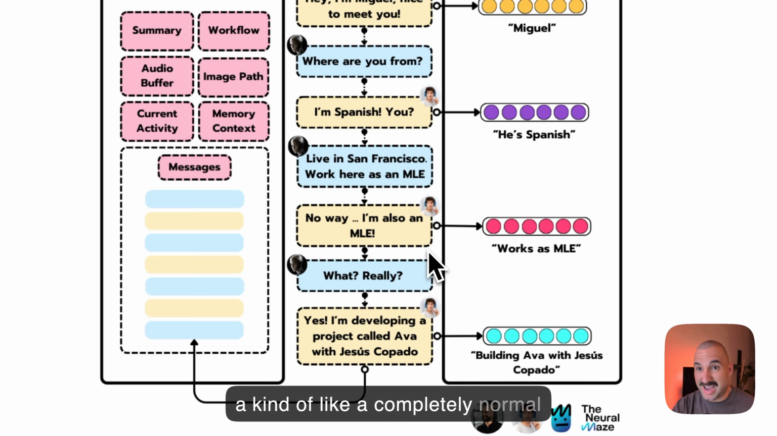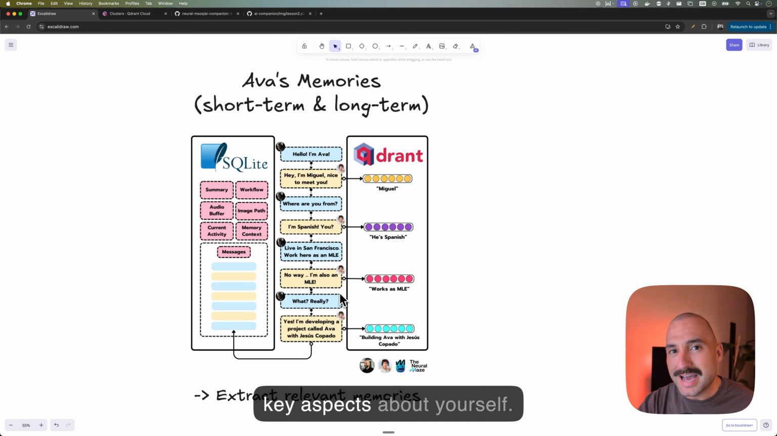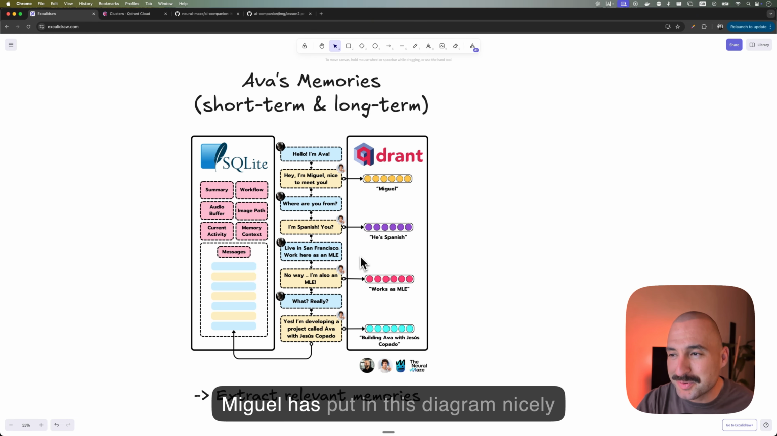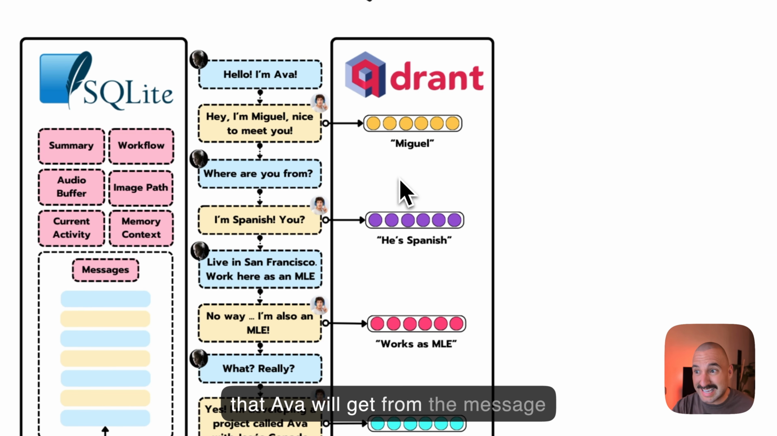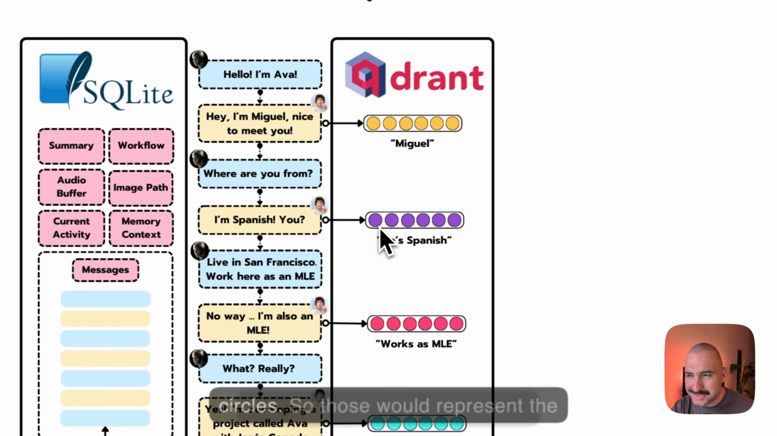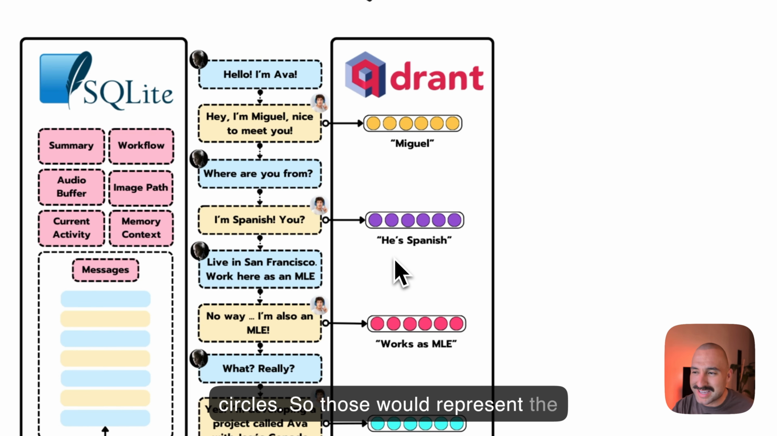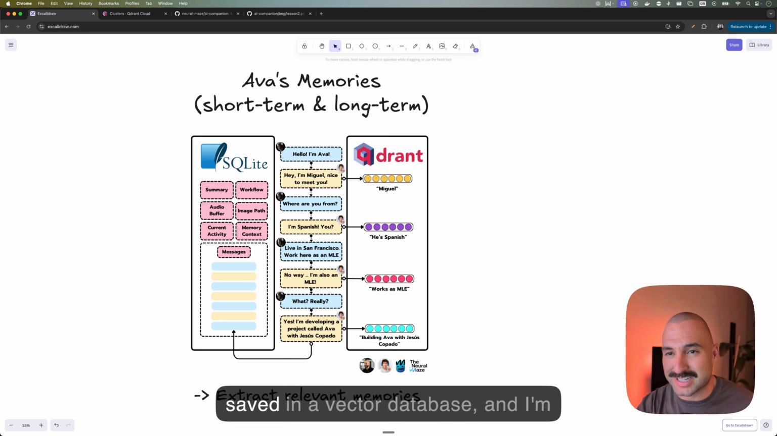So you would have a completely normal conversation with Ava, but in the background, Ava will be saving those key aspects about yourself. And what Miguel has put in this diagram nicely is the string, or that piece of text that Ava will get from the message, and then also this array of points or circles. Those represent the embedding vector, which are actually the elements that are saved in a vector database. And I'm going to explain this now in the next diagram.